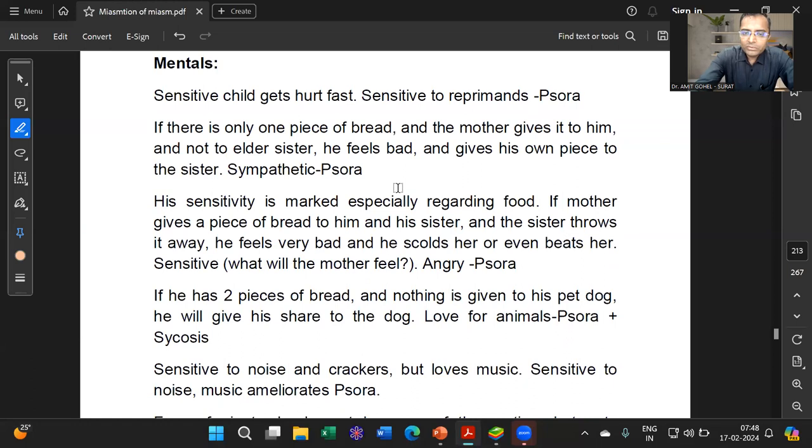So whenever you have to find out, you have to write that this is sora, this is psychosis, this is sora, this is psychosis. That is the lesson you have to do in each and every case. So you can understand how the person is in a soric stage, in a psychotic stage, and in a syphilitic stage. So a sensitive child, sensitive to reprimands, gets easily hurt fast, this is sora. If there is only one piece of bread and the mother gives it to him and not to the elder sister, he feels bad and gives his piece to his sister. This is sympathetic, the sora.